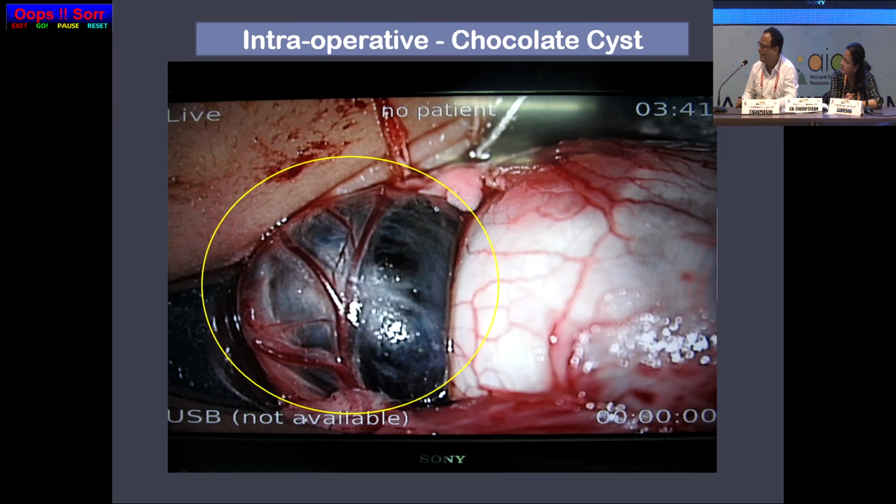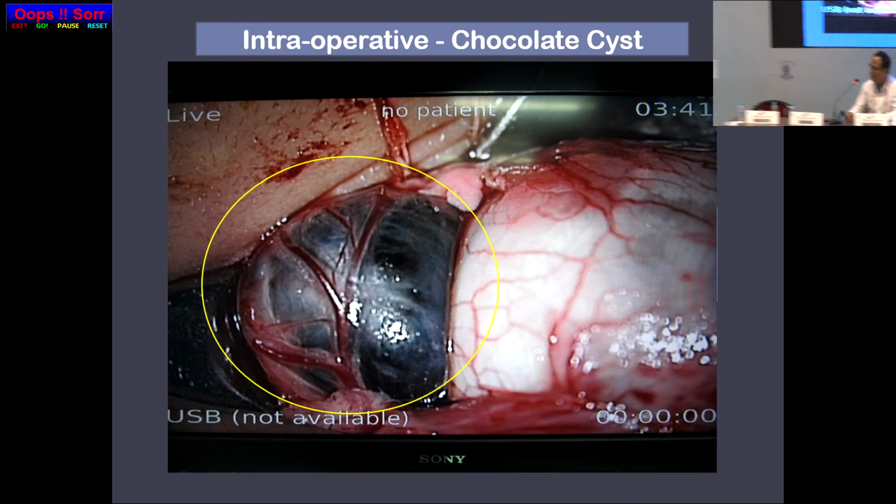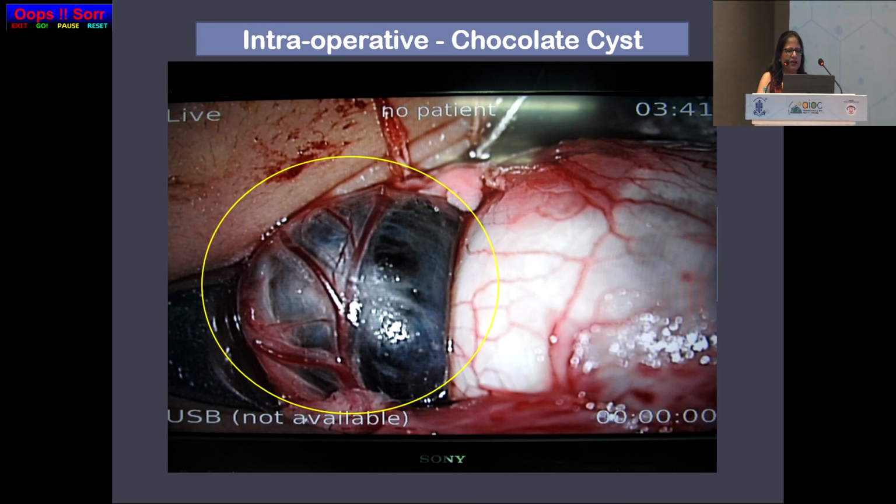Actually, we have ultrasound available. We do it ourselves, we inject and do it ourselves. And this is just to show the chocolate cyst, though we don't really operate on these patients that frequently now. You can see how the chocolate cyst looks.